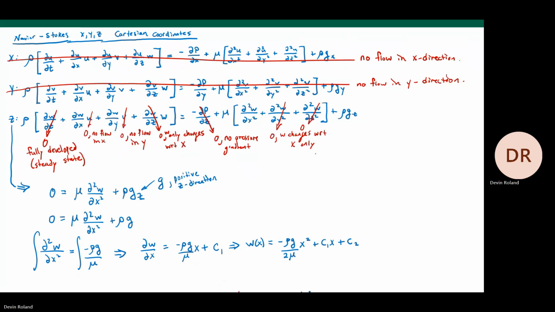Okay, so with that in mind, what else should we do here? Thinking through what's the next step. All right, so now what we want to do is apply some boundary conditions to solve for our constants of integration, because we don't know what those constants are. And that's the last part of this problem.